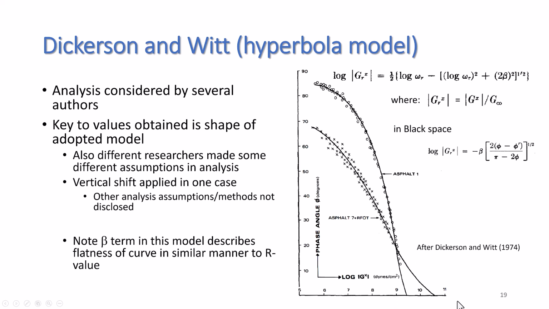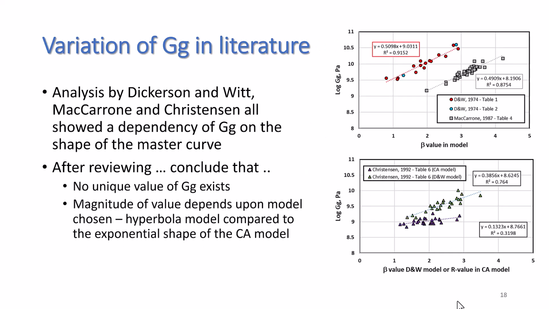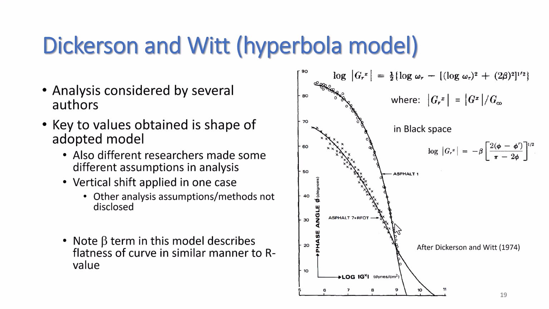So the conclusion here is that depending on the shape of the model that you have, you will either see larger dependency or lesser dependency in the Glassy modulus versus the model. So with Dickinson and Witt, the analysis that we see according to this method always shows a bit more sensitivity on the Glassy modulus compared to the Christensen-Anderson.